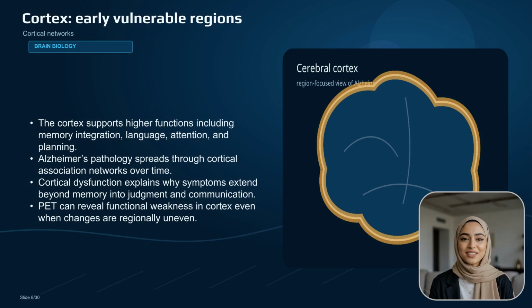The cortex, responsible for higher functions, is a vulnerable region in Alzheimer's. Pathology spreads through cortical networks, leading to dysfunction that explains symptoms extending beyond memory. PET reveals this functional weakness, even if unevenly distributed.